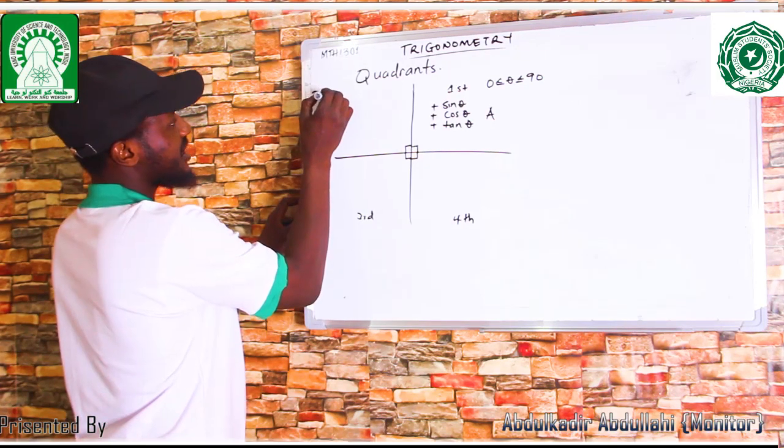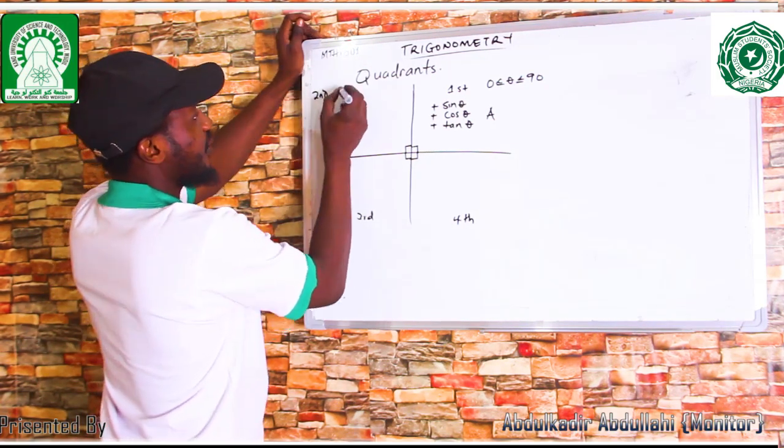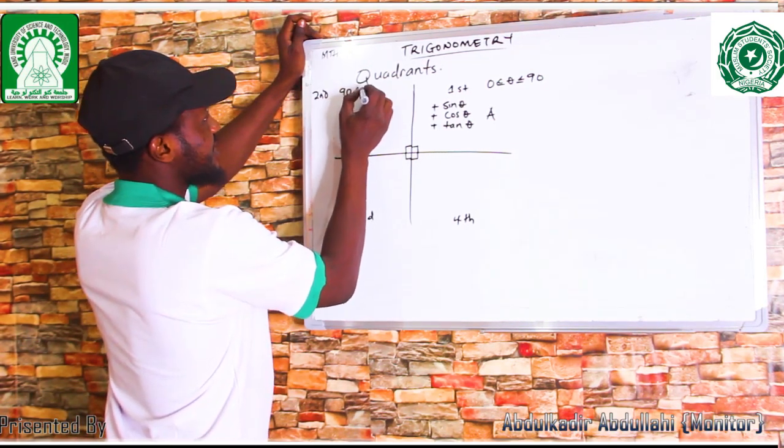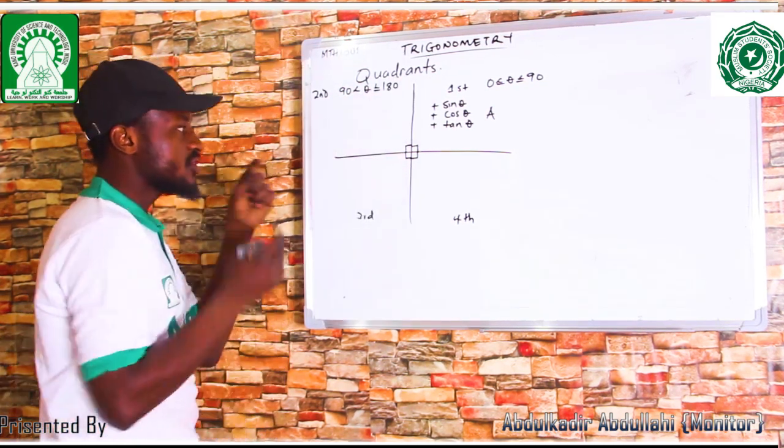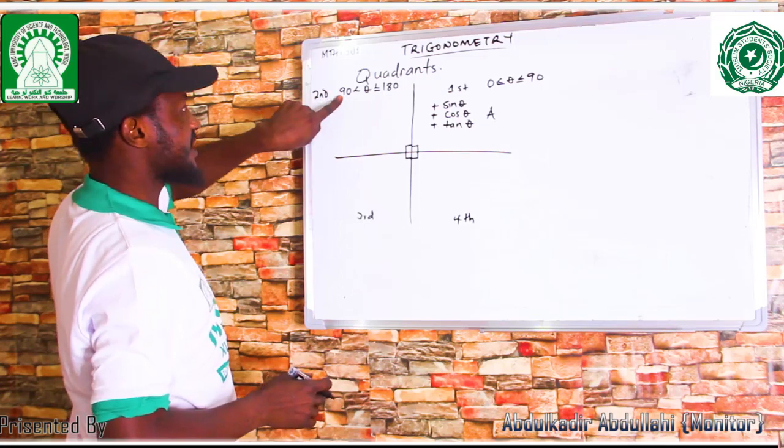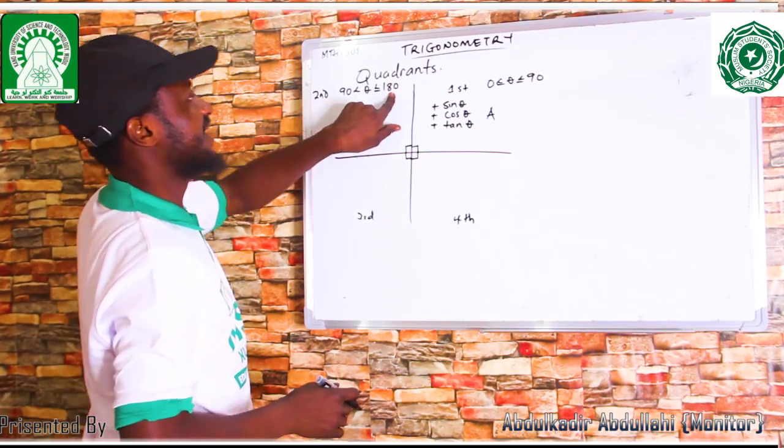Now in the second quadrant, it's a quadrant where we have 90 less than theta less than or equal to 180. Those are numbers that are more than 90 but less than 180.